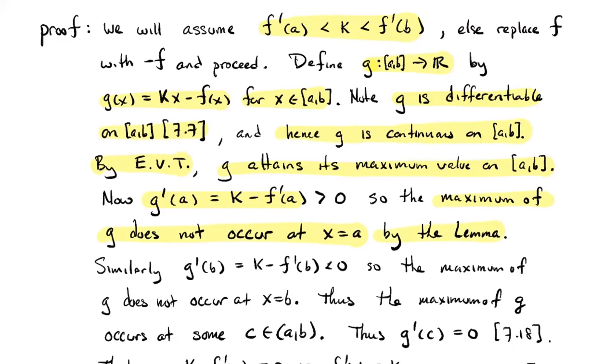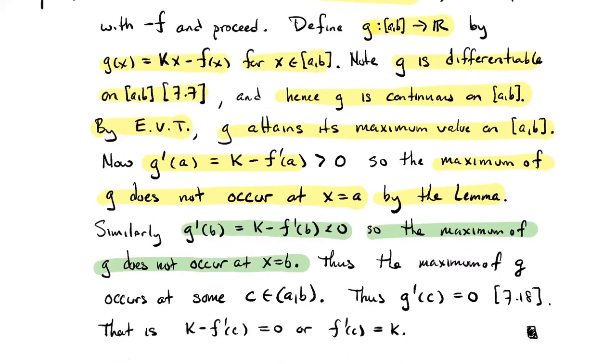All right, but you can also compute g prime of b. g prime of b is k minus f prime of b. Well, that's going to be negative. So the second part of the lemma, the part that I left to prove to you, says that the maximum of g doesn't occur at b either. There's a delta neighborhood around b, and points to the left of b in it have bigger outputs than g of b. That's what the second part of the lemma says, okay?